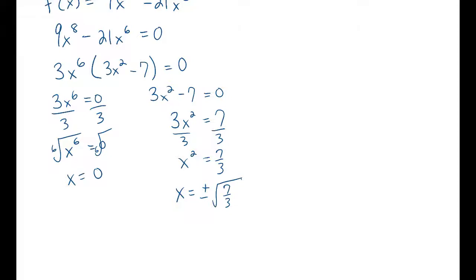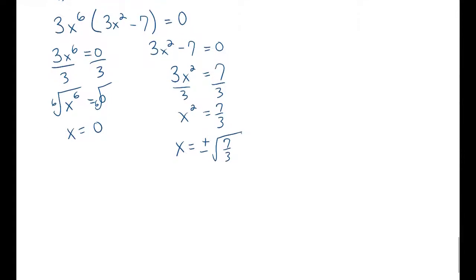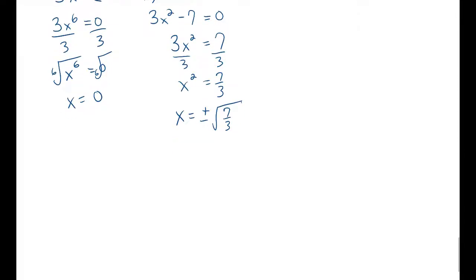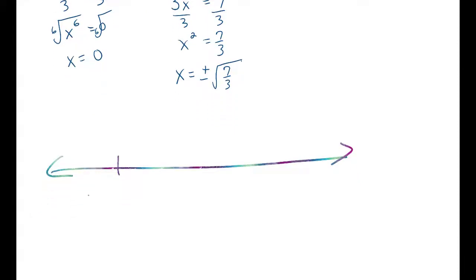Now, as I said, the instructions may say use the second derivative test, but like I said, we're just going to go ahead and use the first derivative test here. So to do that, we're going to have a number line, a colorful one at that, and then we're going to place our critical values on this number line. We're going to have negative square root of 7/3, we're going to have 0, and we're going to have positive square root of 7/3.